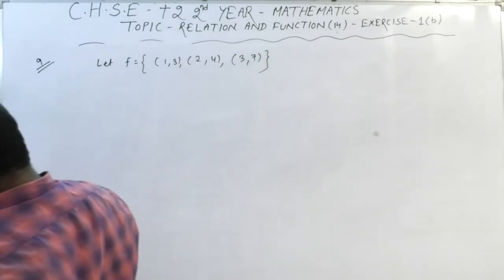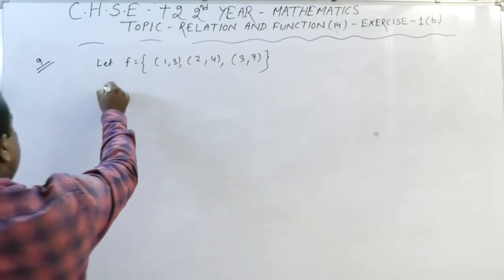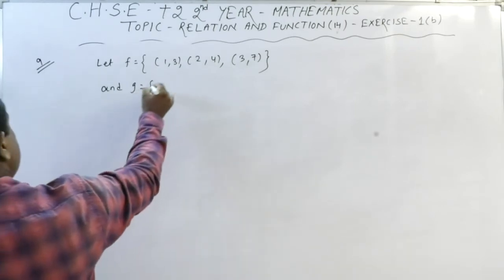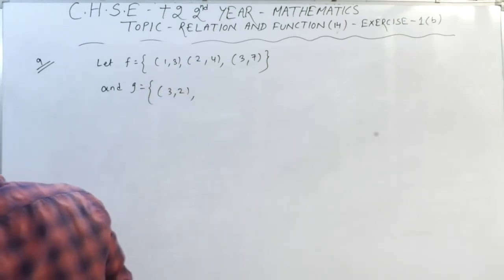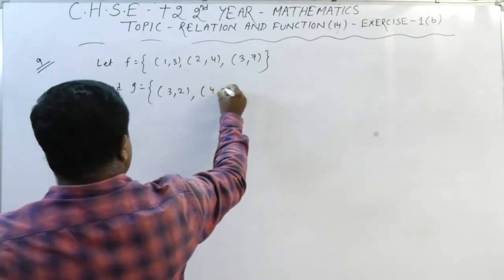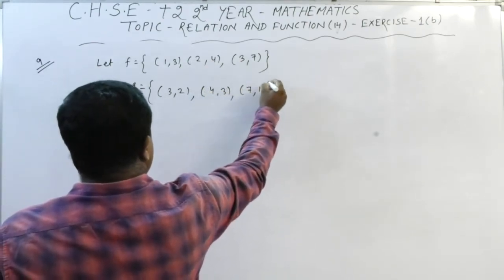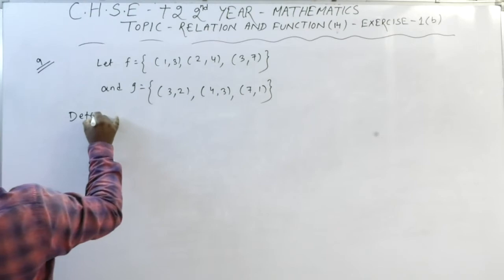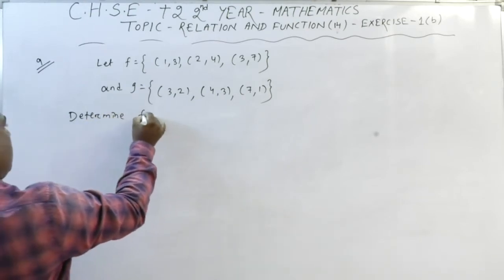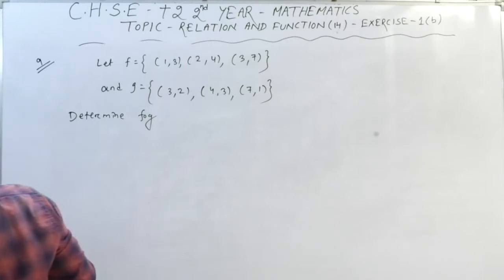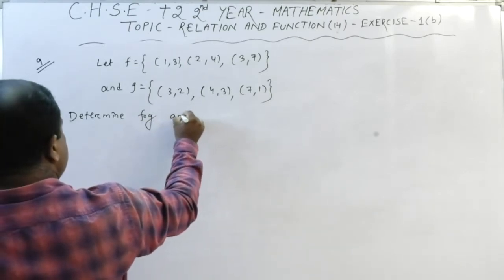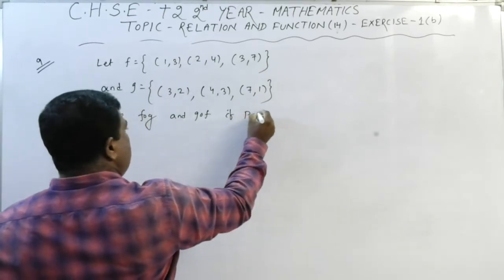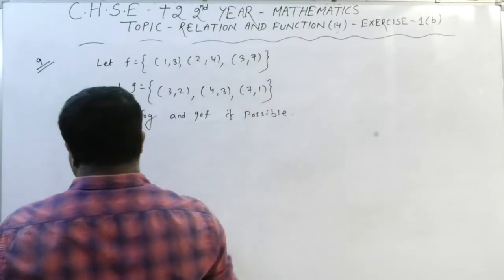You see, f is defined like this and g is the function written in the form of {(3, 2), (4, 3), (7, 1)}. So it is given: determine fog and gof. Again it is a question related to composition of functions. Determine fog and gof, if possible. So we have to find out fog and gof if possible.